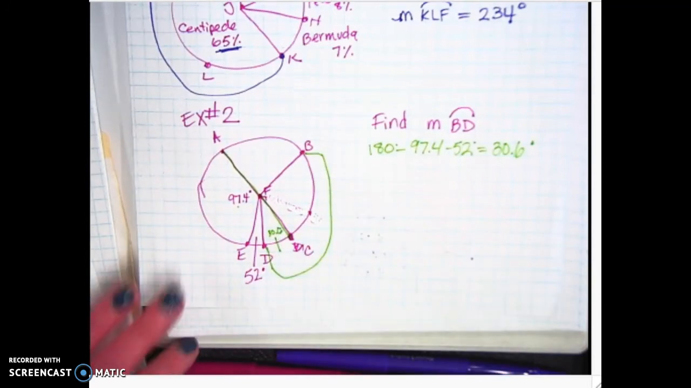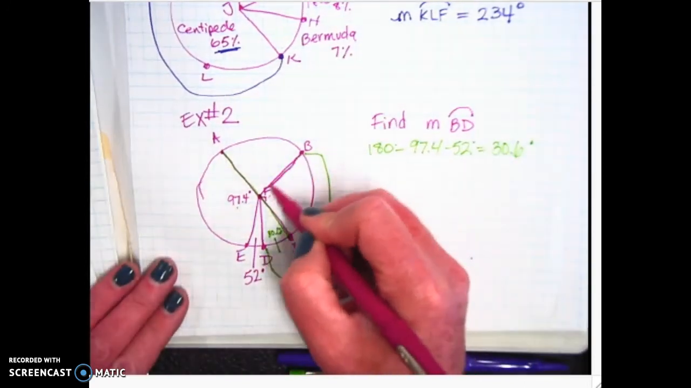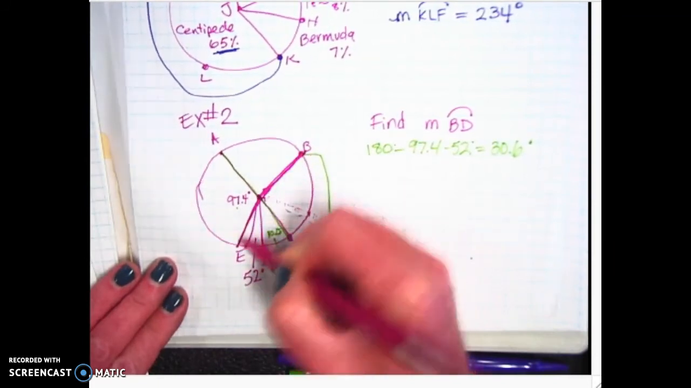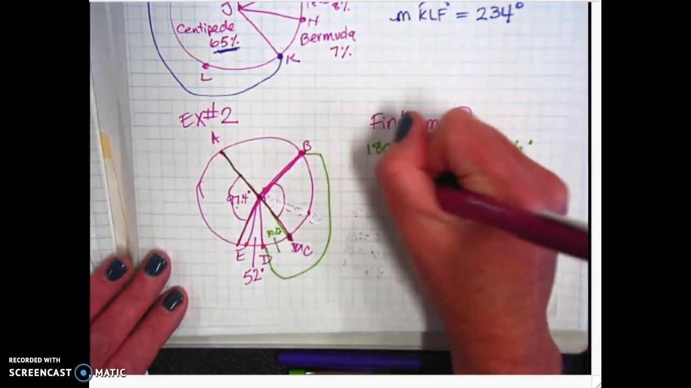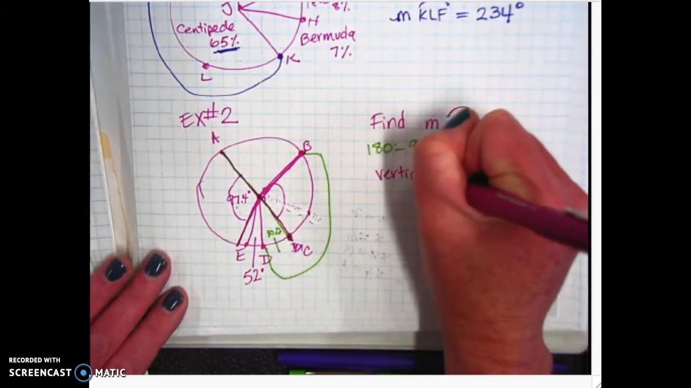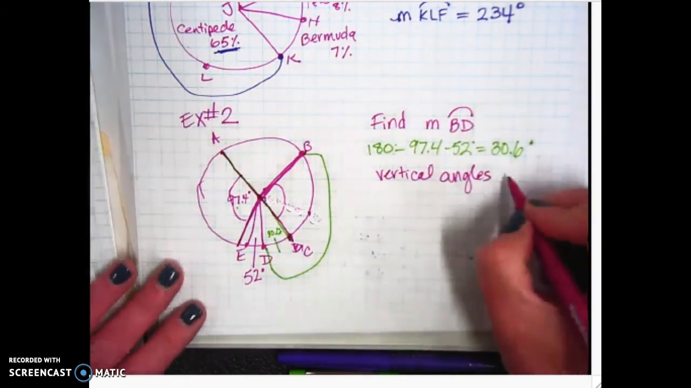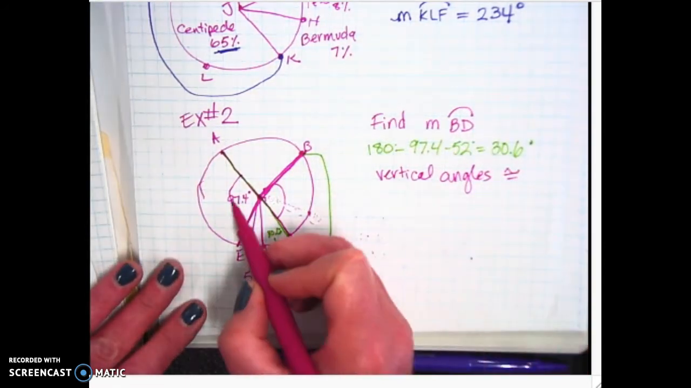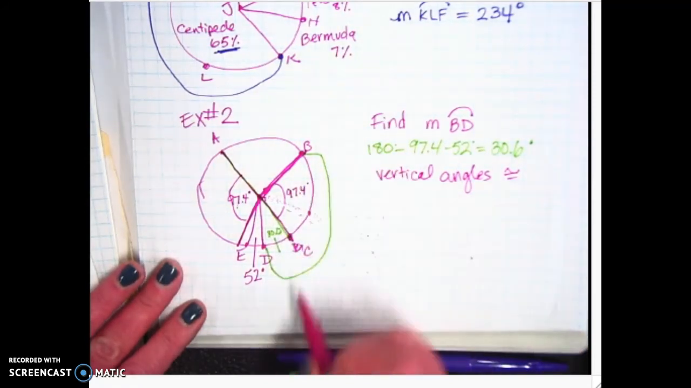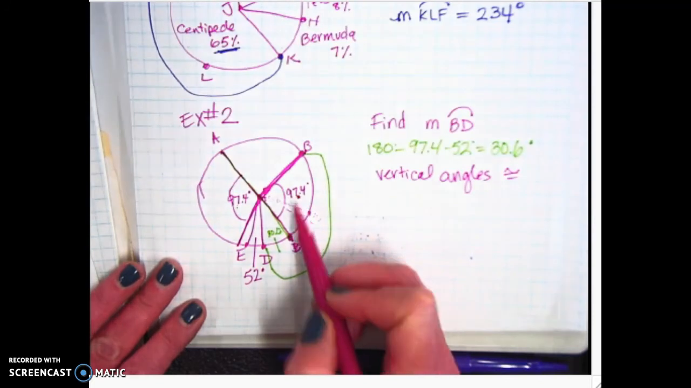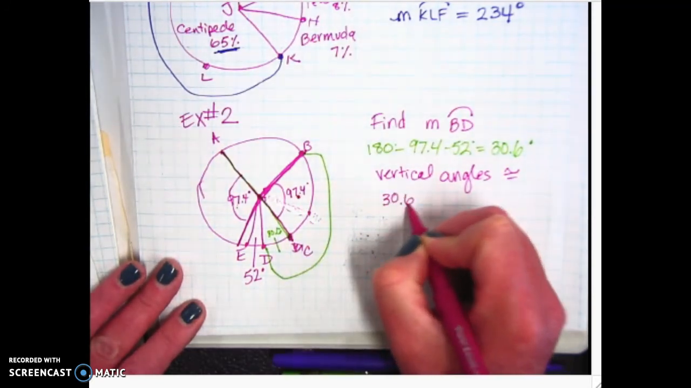30.6 degrees. The other one we know, and we haven't seen this in a while, is this line right here and this line right here creates what we call vertical angles. And vertical angles are congruent, right? So if this one's 97.4, this one is also 97.4. So we can take that 97.4 and add it to the 30.6.